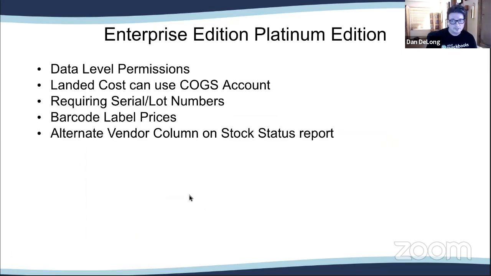The only version of enterprise that got any new features is the platinum edition, because they're all based on the advanced inventory. With the groups, you have the ability to set up vendor groups, so data level permissions, and we'll talk a little bit about that. Landed costs had some changes, as well as requiring serial and lot numbers with regards to advanced inventory, being able to print barcode labels with prices on them, and the alternate vendor column on the stock status report.